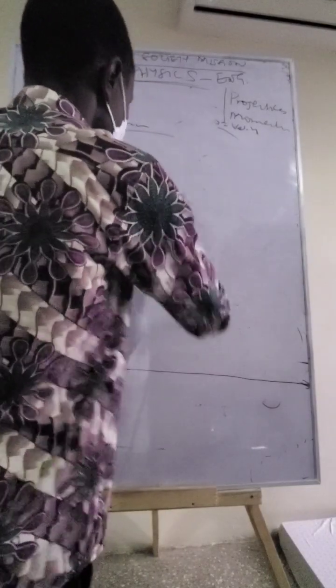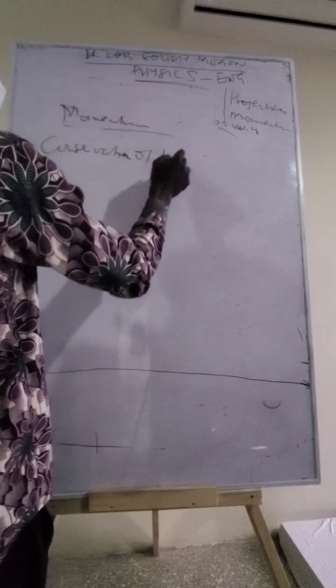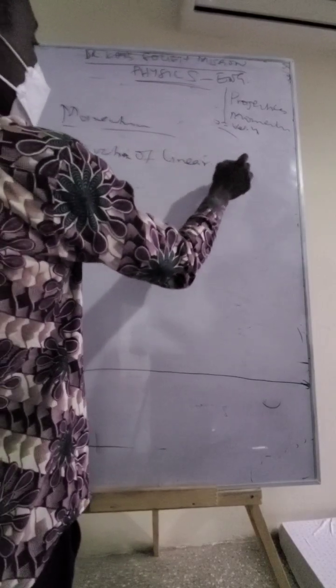So having gone through momentum, we have what we call conservation of linear momentum.